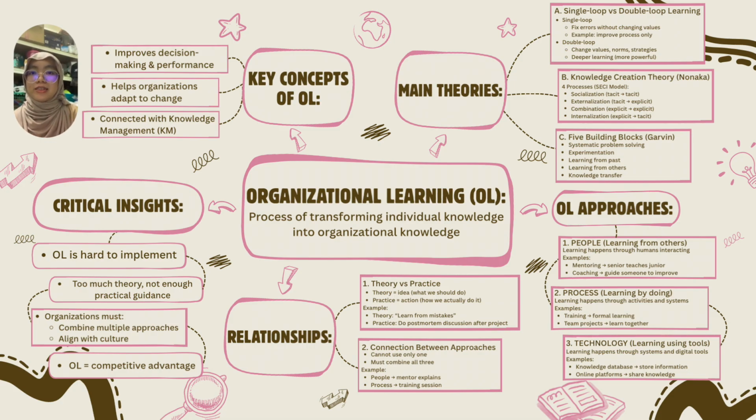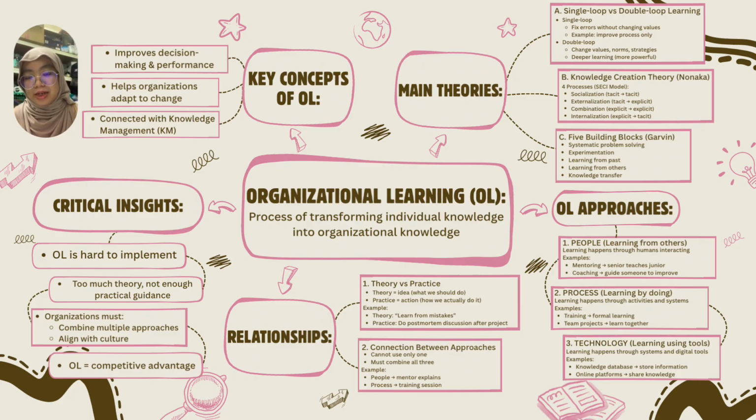Third is technology. This focuses on using systems to store and share knowledge. For examples, knowledge databases or online platforms. Technology helps make knowledge easily accessible to everyone in the organization. So all these three approaches are important and must work together for effective learning.